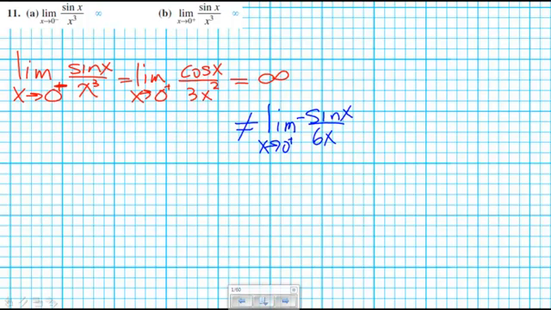Yeah? Did you have that on your paper? Do you have negative sine over 6x? Oh yeah, I kept going all the way till I got 0. Right. So every time before I apply L'Hopital, I say, is it indeterminate? And is it in one of these two forms? If it's not, can't use L'Hopital.